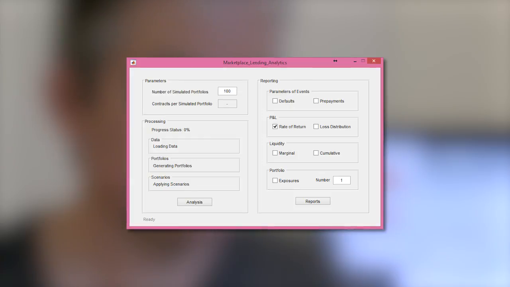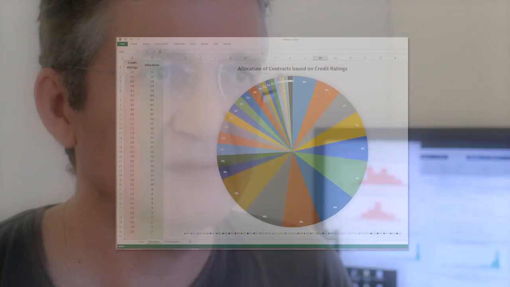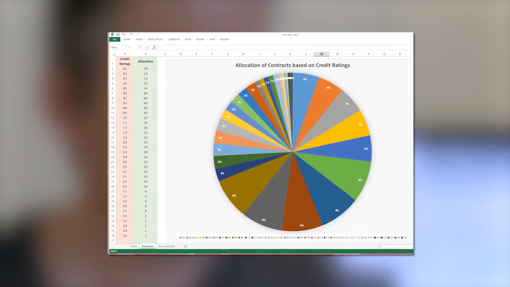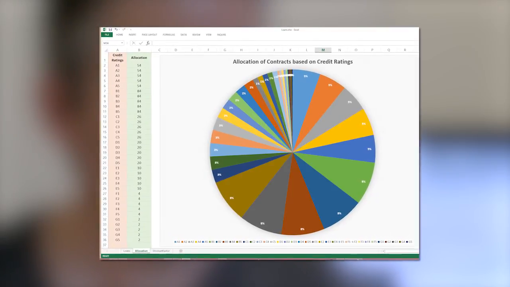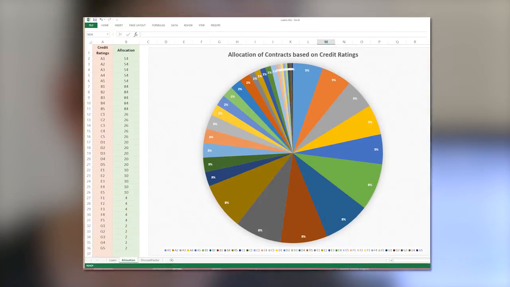Basically, you can use a portfolio of a couple of million contracts or a few hundreds or few thousands of contracts. What is important is to define the distribution of the contracts into the sub-portfolios based on different ratings or based on your assumption of the distribution.